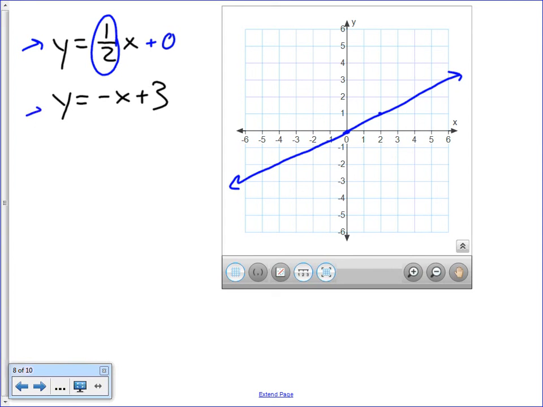And the next equation here, I have a y-intercept of 3. Use slope to plot the next point, so down 1 over 1. So like this. And right here is my line. So where is that solution? Right here at (2, 1).